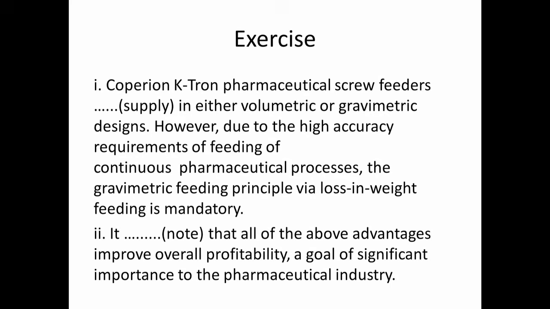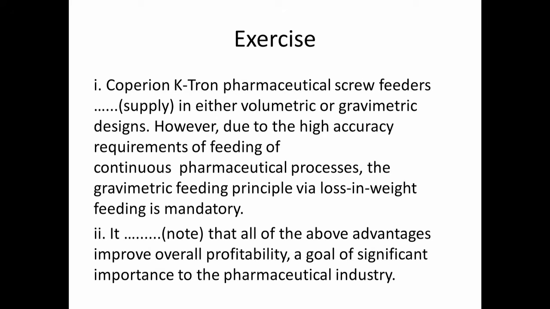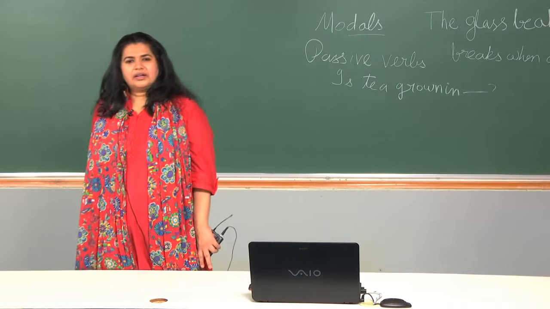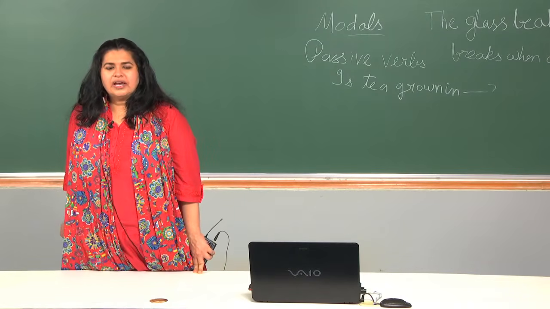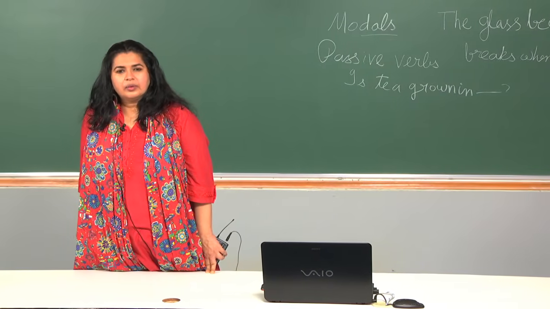Okay. So, the answer for the first one is can be supplied: Coprion Catron pharmaceutical screw feeders can be supplied in one or this or that. Can be supplied is the most appropriate form of the verb here. And then the second one, it must be noted. Now, you have to remember that in much scientific writing you will find this construction: it must be noted, let me inform you, let us state this. So, all these are passive constructions.